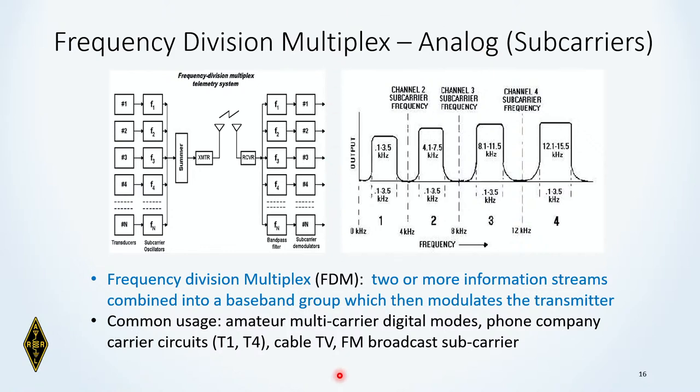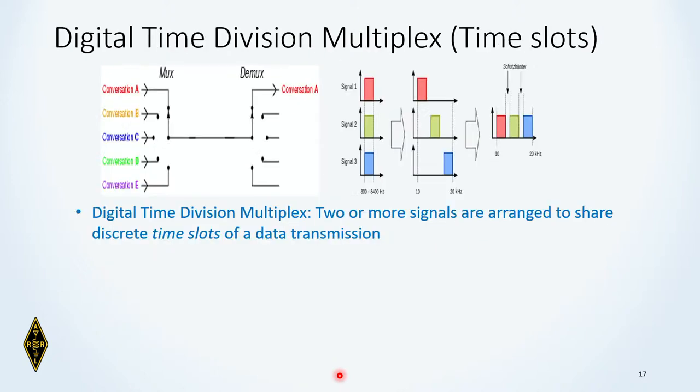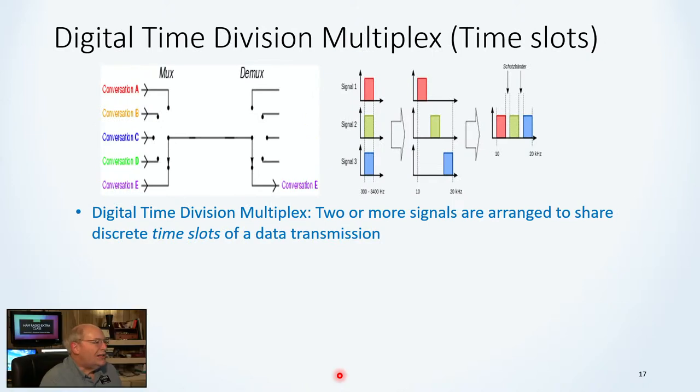Again, just a review of the overall concept. Now let's go to digital time division multiplex. The concept here is time slots. So the first one, we were using subcarriers to move different channels and then summing them and transmitting them. In this case, look at these conversations. We've got conversation A, B, C, and notice what we're doing.